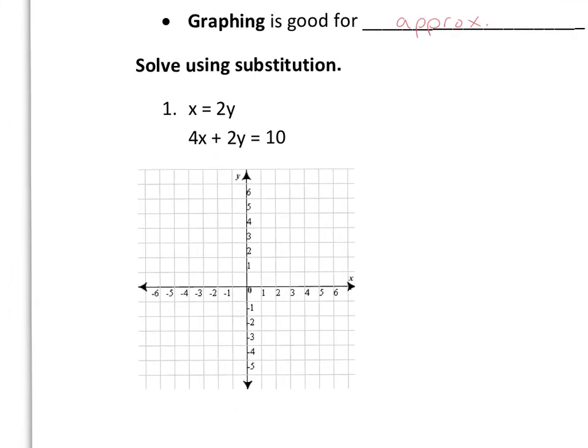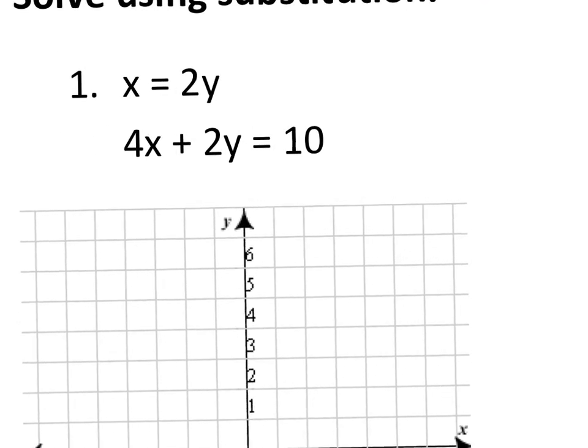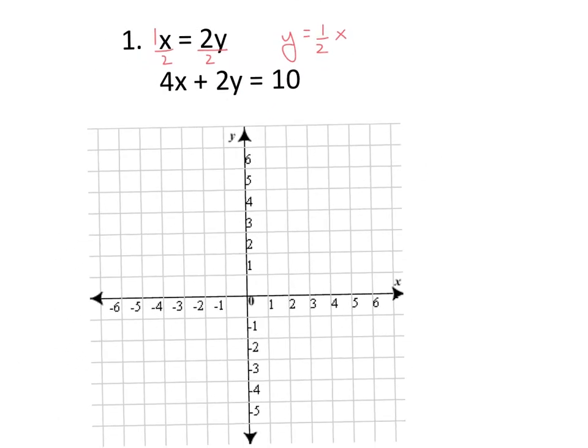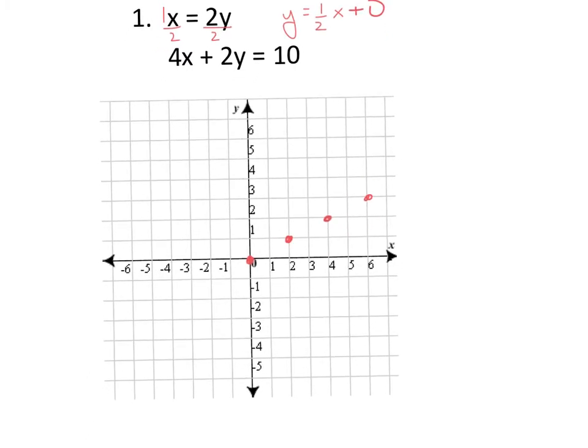Just to review what we were doing: when we were graphing these, we would have to solve for y. So I would divide by 2 here. Remember, there's a 1 in front. So that would be y equals 1/2 x. Now when I graph that, keeping in mind that your b value is 0, I'm going to start at 0 and then go up 1 over 2, up 1 over 2. Get a few points going there, and then draw your line, as nice and straight as you can.